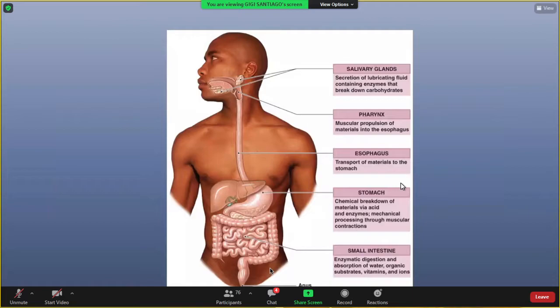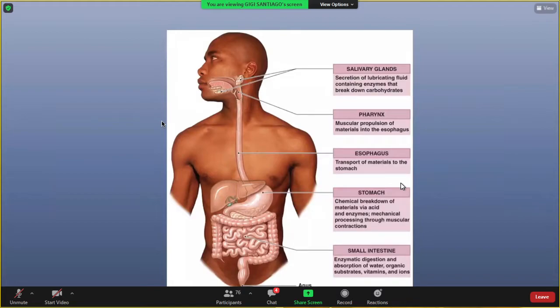So basically the function of your GIT involves several processes. Okay, but we will be focusing our discussion today starting with the esophagus. I will not be including the oral cavity because you already have a detailed discussion on that in your head and neck module. Okay, so we will be starting our discussion by discussing the esophagus. Okay, so let's start with the esophagus.